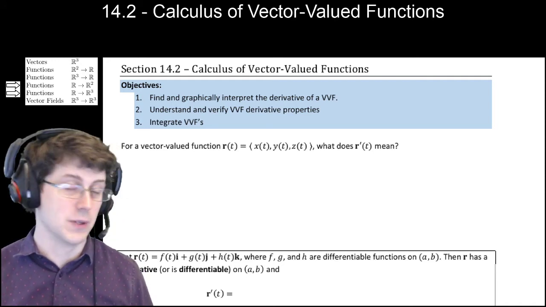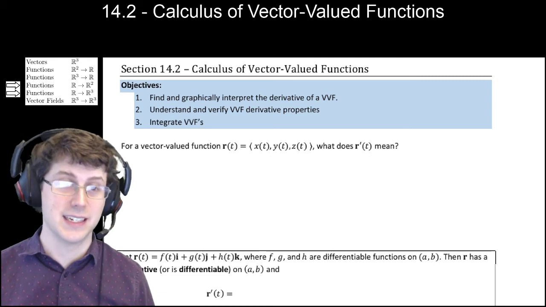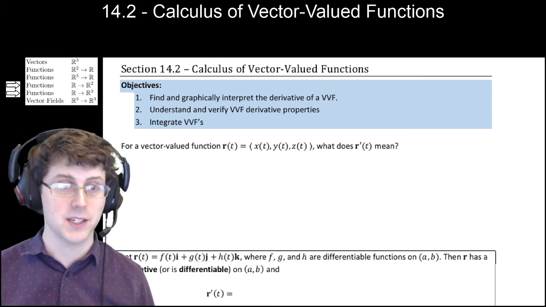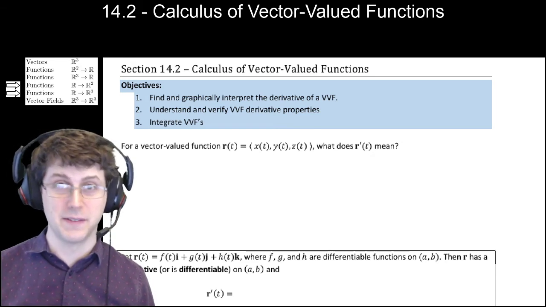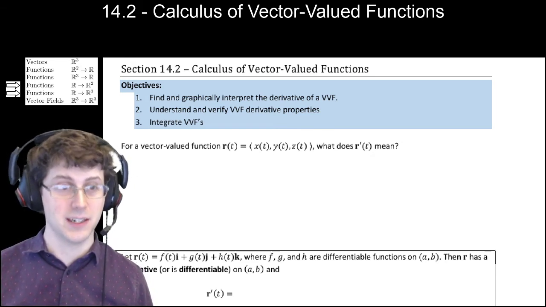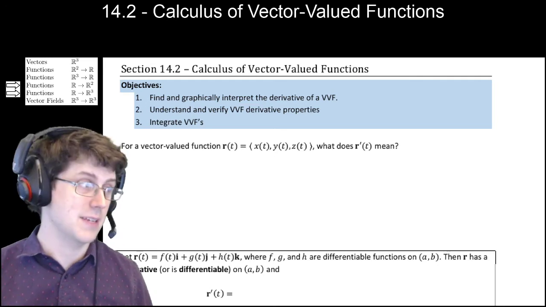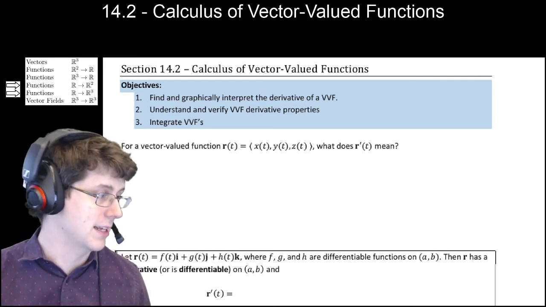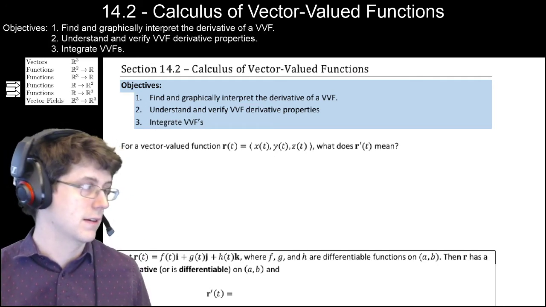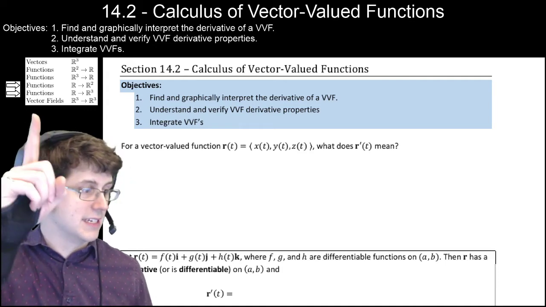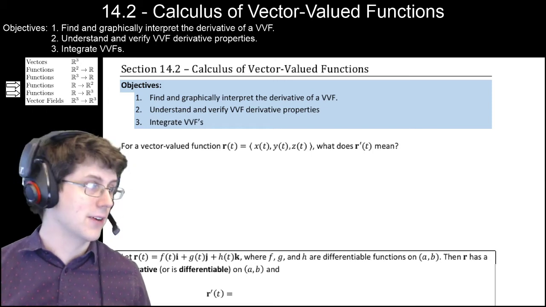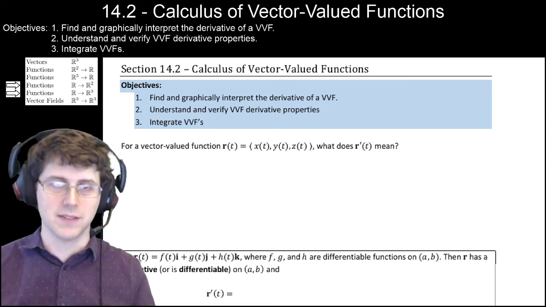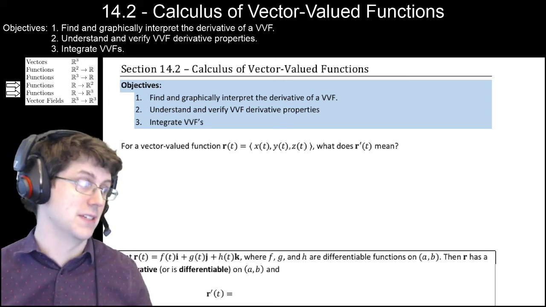The objectives of 14.2 are to find and graphically interpret the derivative of a vector-valued function. Then we'll try to understand and verify the properties of the derivative of a vector-valued function, and we'll do some integrals of vector-valued functions. I'll keep the objectives up at the top here. As far as what kinds of objects we're dealing with, functions where you input a number and you get out a vector, either 2 numbers if it's a vector in the plane, or 3 numbers if it's a vector in space.